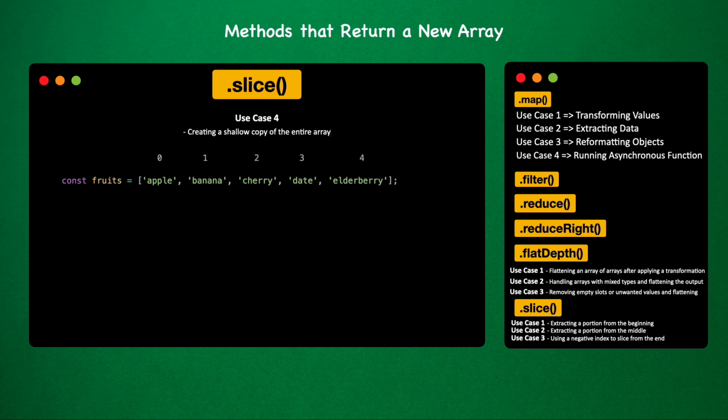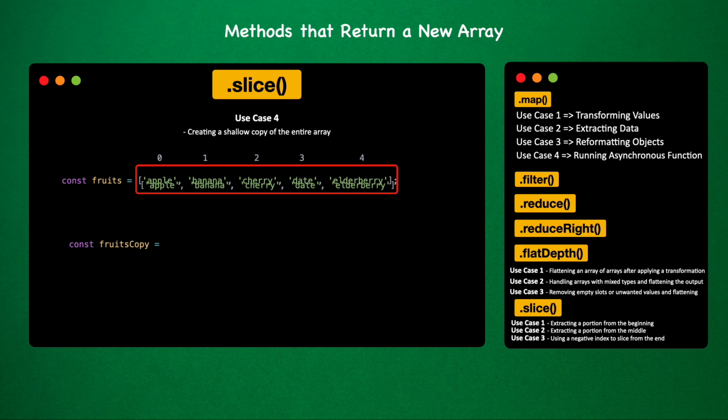In the fourth use case, we want to make a copy of the entire fruits array. By not specifying any start or end index, slice defaults to slicing the whole array. The result is a new array, apple, banana, cherry, date, and elderberry, that is a shallow copy of the original. These examples show that slice is a non-destructive method, meaning that the original array remains unchanged after the method is applied.